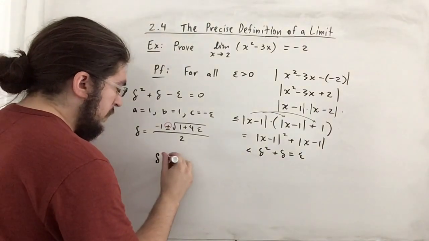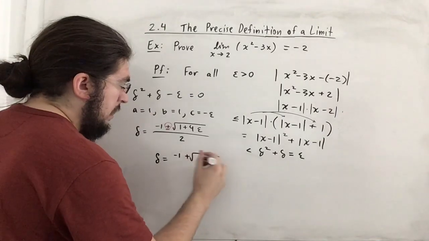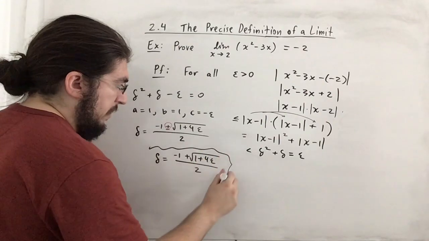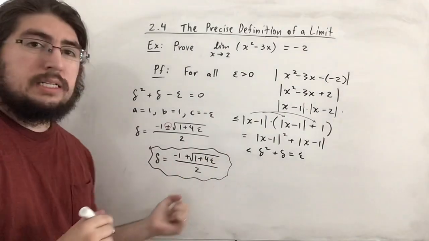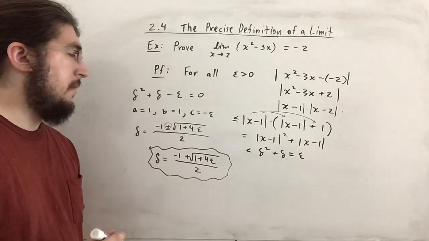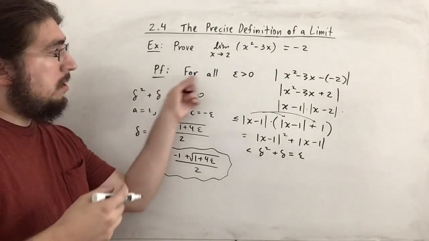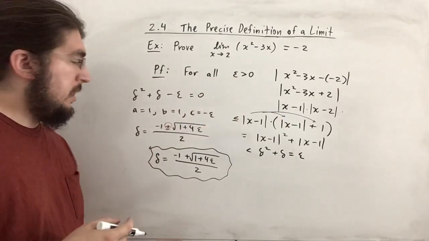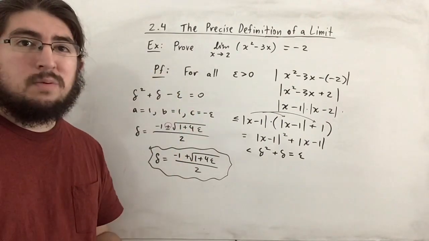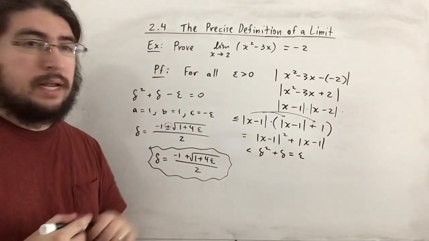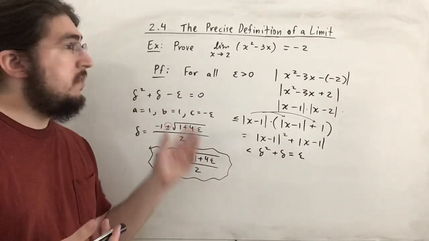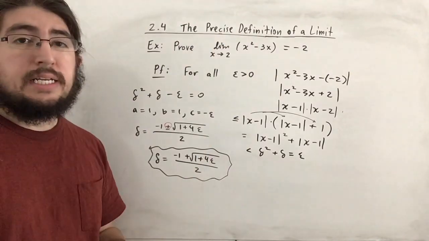So delta is going to be equal to negative 1 plus the absolute value of 1 plus 4 epsilon, all over 2. Perfect. So we have found delta such that for any epsilon we choose, we can find delta in terms of epsilon. Great. So for all epsilon bigger than 0, there exists a delta such that the precise definition will happen. Now that part I actually haven't shown yet. So I'm going to erase this and actually show that so we can prove that the limit of this expression is indeed equal to negative 2.